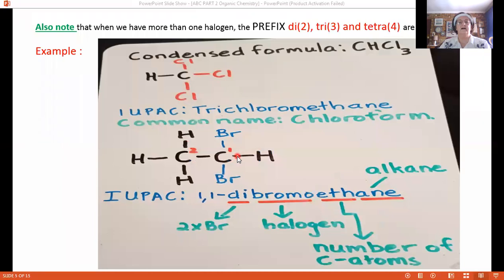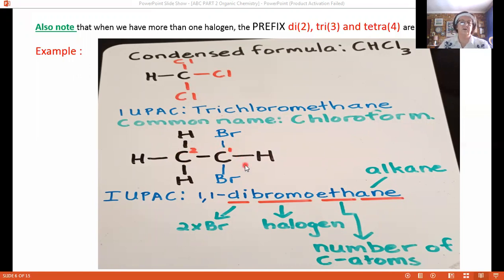Right. Now, you must also note that when there's more than one halogen, the prefix will be 2 for di, 3 for tri, and 4 for tetra. I've used an example here where we've got 3 chlorines. So the IUPAC name will be trichloro, meth for 1 carbon, ane. So it's trichloromethane. The common name here being chloroform.